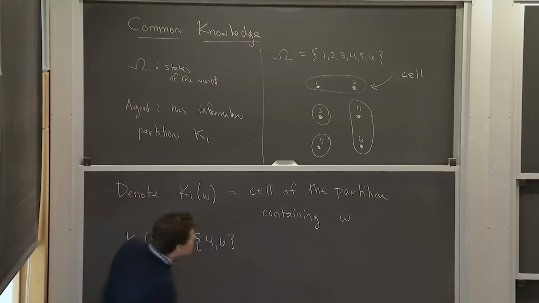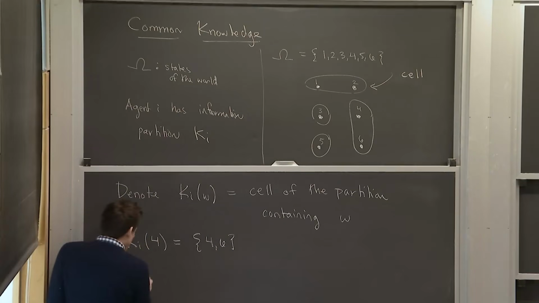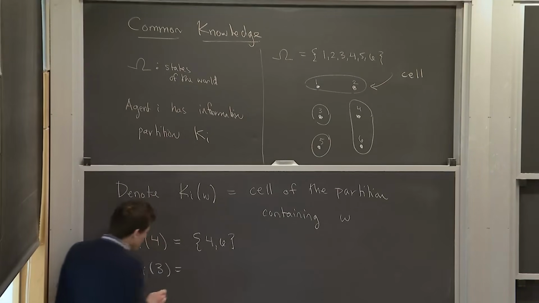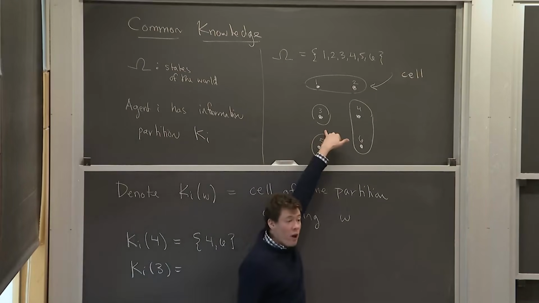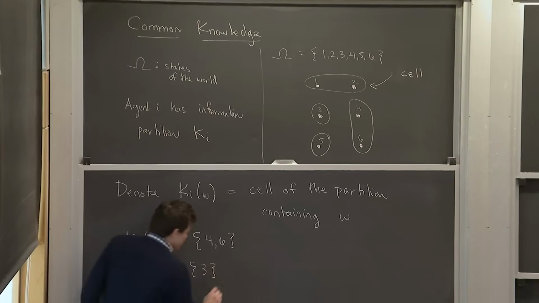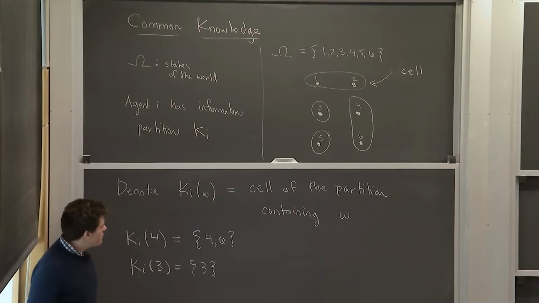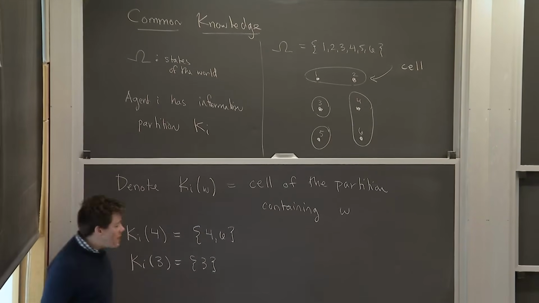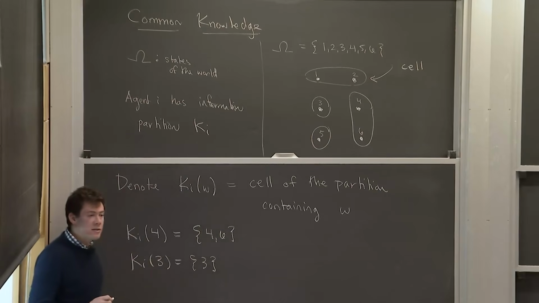And then as just one more example to make sure we're clear, we could say Ki of 3. Well, the cell containing 3 is just this cell that only contains 3. So this is going to be just {3}. Any questions about just this notation so far?